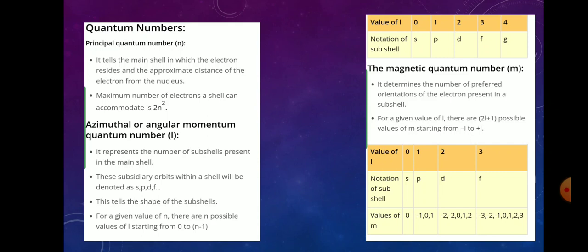For l equal to 2, the subshell is d, and the values of m are minus 2, minus 1, 0, 1, 2. For l equal to 3, the subshell is f, and the values of m are minus 3, minus 2, minus 1, 0, 1, 2, 3.